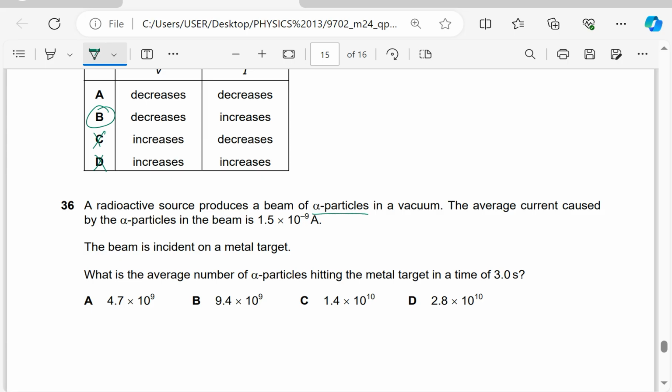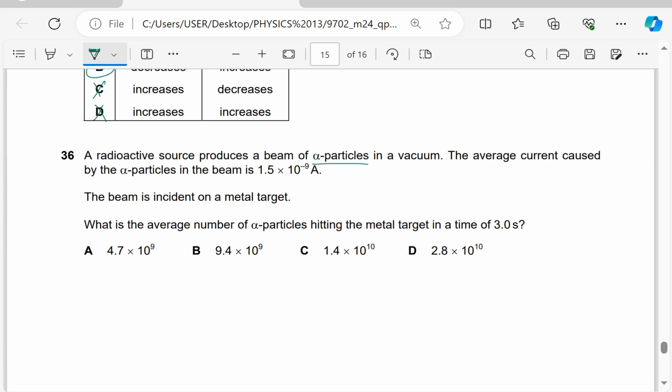A radioactive source produces a beam of alpha particles in a vacuum. The average current caused by the alpha particles in the beam is 1.5 times 10 to the power of negative 9. The beam is incident on a metal target. What is the average number of alpha particles? So we want the number of alpha particles, I'll call it N, hitting the target in a time of 3 seconds.